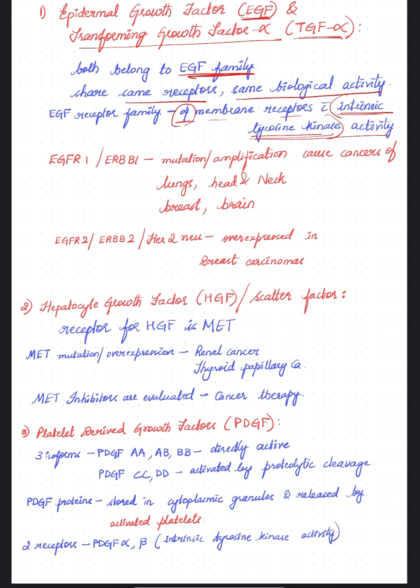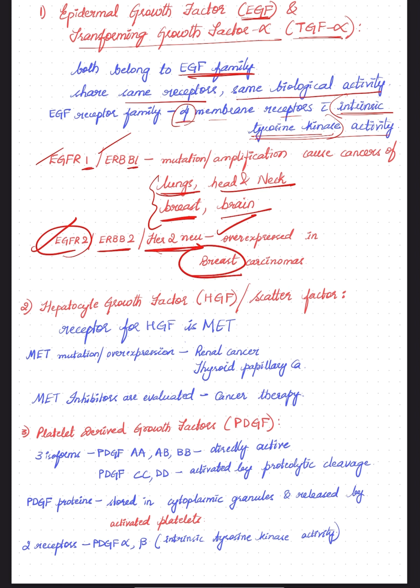So these receptors are EGFR1 or ERBB1. Mutation or amplification of this receptor causes cancers of the head and neck, brain, breast, and lungs. EGFR2, also called ERBB2, also called HER2/neu. HER2/neu means overexpressed in breast carcinoma.